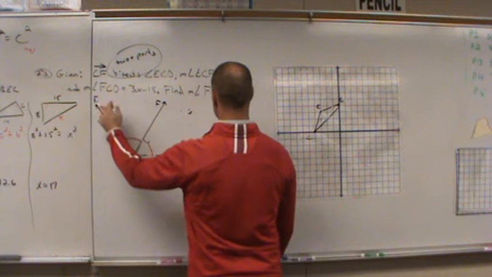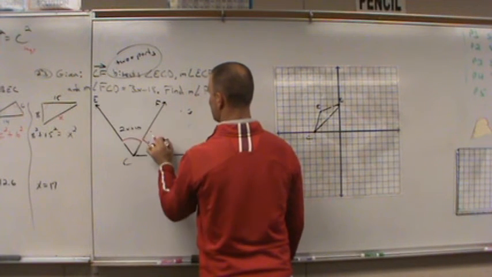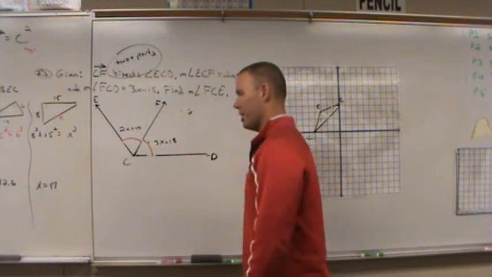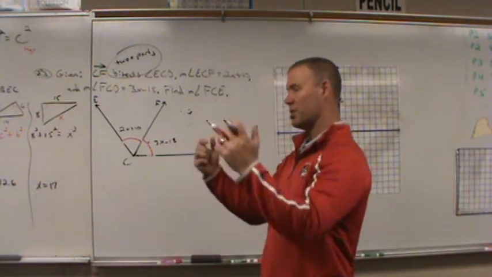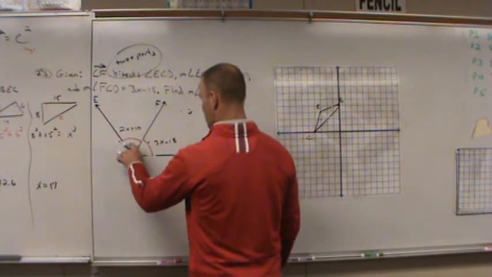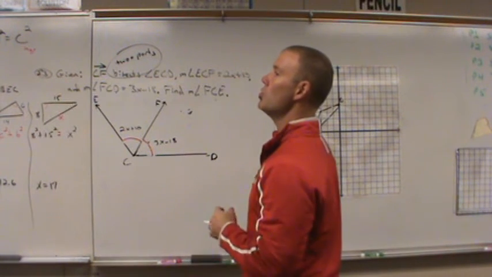Well, ECF is 2x plus 10. FCD is 3x minus 18. And what do we know about these two? This is where we've got to think. This is where the disconnect, I think, comes in with students. We don't understand. These two angles we said are equal to each other. Think about what that means. They are equal to each other.